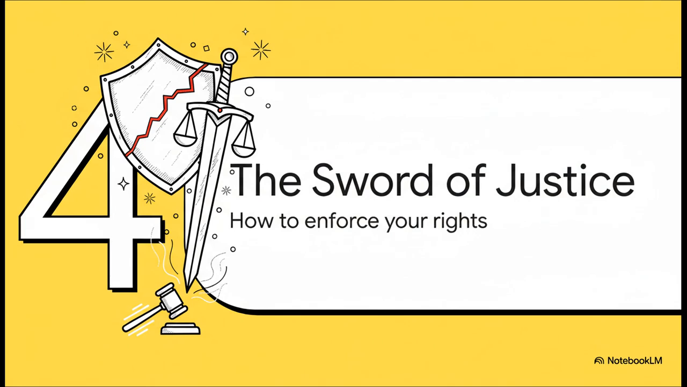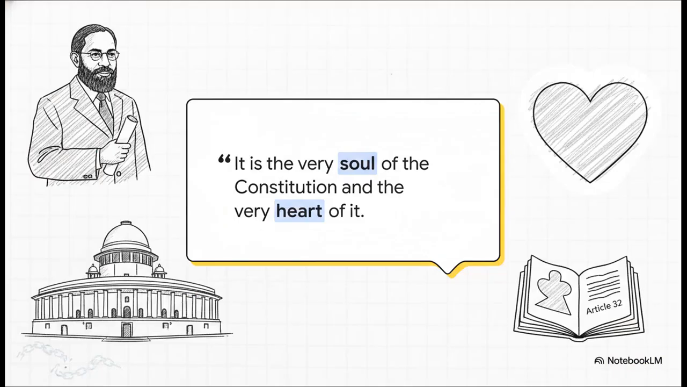Okay, so you have a shield, but what happens if someone actually tries to break through it? Well, for that, the Constitution doesn't just leave you defenseless, it gives you a weapon. Let's talk about the sword of justice. Dr. B.R. Ambedkar, who is the main architect of the Constitution, said this about what we're about to discuss. He called it the very soul of the Constitution and the very heart of it. He said without this one thing, the whole document would be a nullity, basically worthless. He was talking about Article 32.